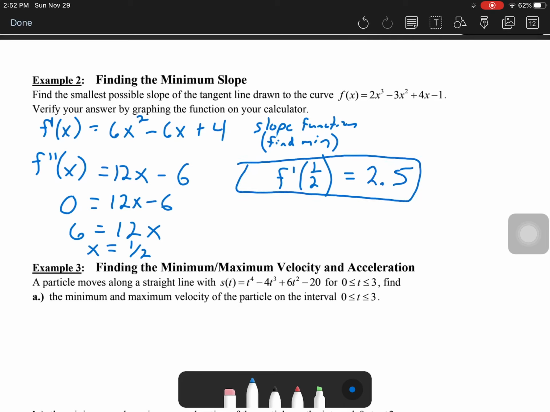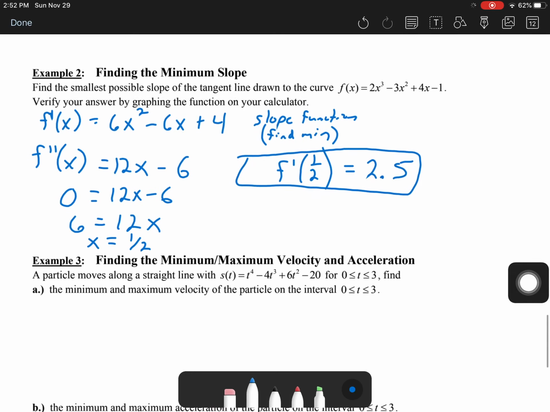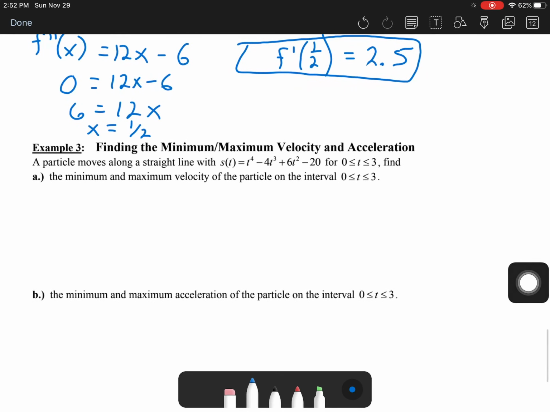Okay, so that's how I'm going to calculate that one out. My minimum slope, the flattest or smallest slope that I get for that graph, is found by finding a minimum of our slope function, the first derivative. So we take the derivative of that again, which is the second derivative, set that equal to 0 and solve for x. Then to find that slope, we put that into our slope finder. We know it's going to occur when x is 1/2. Plug that in, and we get our slope, which was 2.5.